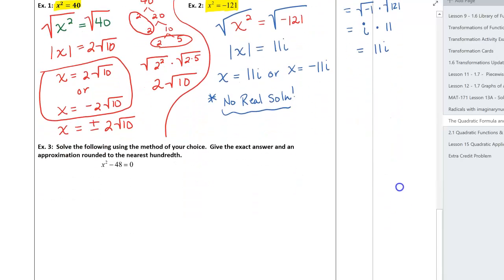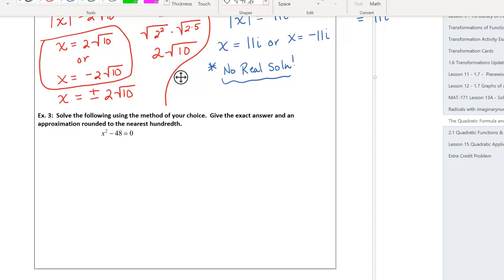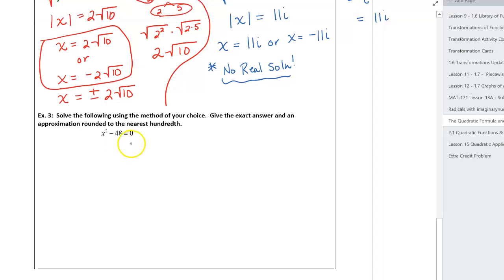All right. In example 3, we have x squared minus 48 equals 0. So I could solve this using the square root method, but it kind of goes against the grain because rather than keeping it equal to 0, I'm going to move the 48 over, because I'm not solving it based on the zero product property. I'm solving it by taking the square root of both sides.